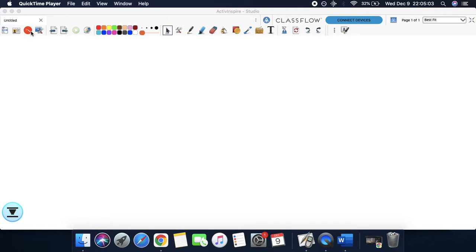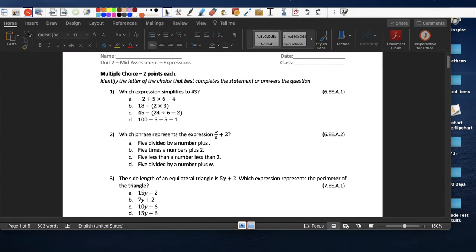This should help you for the review. So we're gonna go and do them one by one. Which expression simplifies to 43? So this one you really have to do one by one, right, until you get to 43.